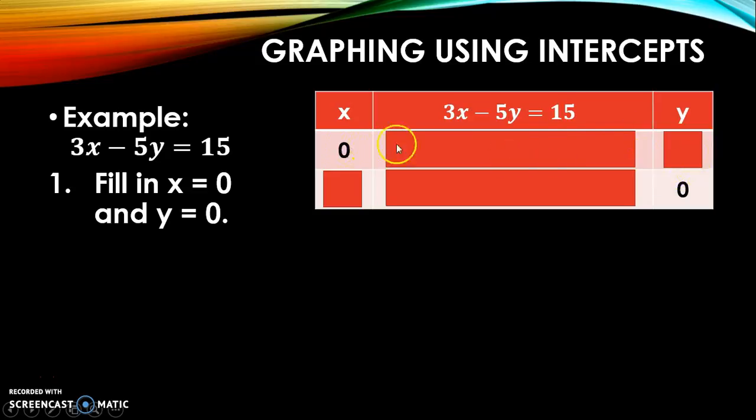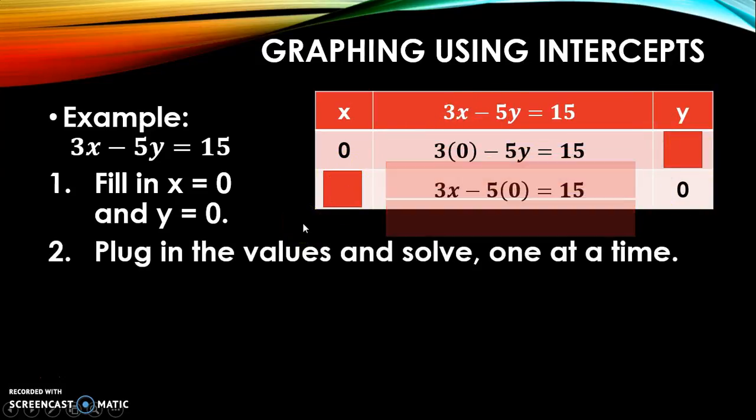We don't want it to say 0, 0. That doesn't make any sense. We don't know that they match that way. But we do know that when x is 0, we can find what y is. And when y is 0, we can find out what x is. So let's work with that. Let's plug in these values and solve them one at a time.